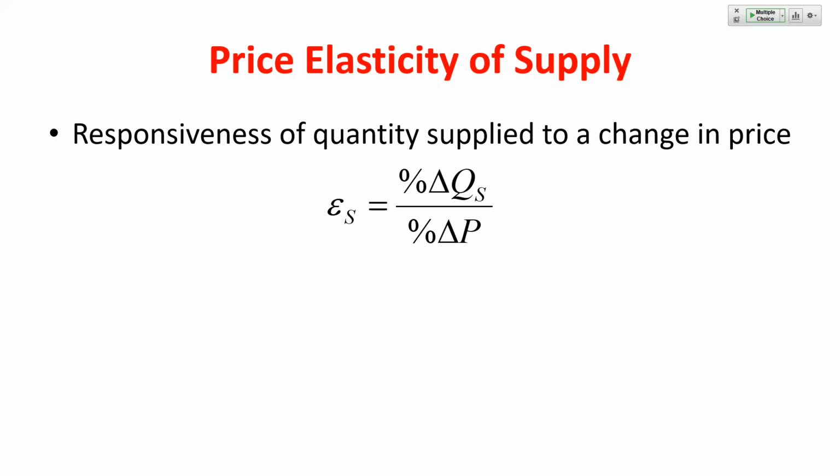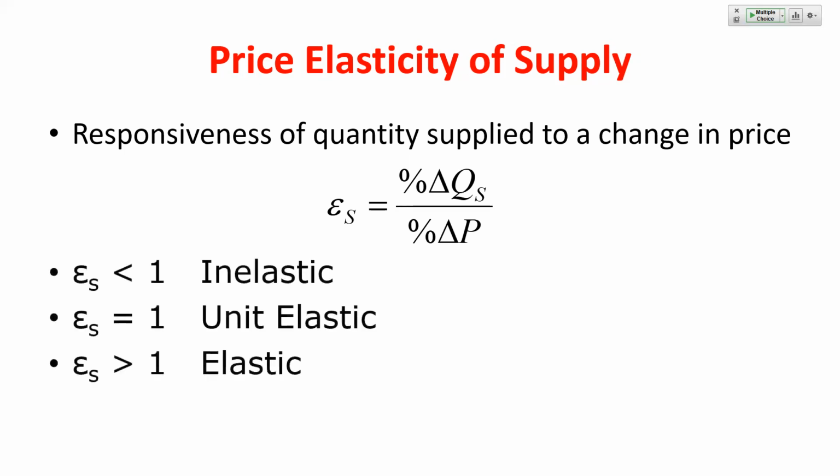So they're always moving in the same direction, a positive over a positive change, or a negative over a negative change. So we know that it's always going to be positive, and then we put it in the same range as we did for demand. Less than 1 would mean that supply is inelastic. Greater than 1 means supply is elastic. Equal to 1 would be unit elastic.